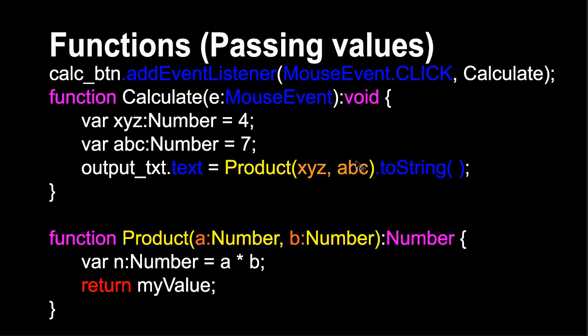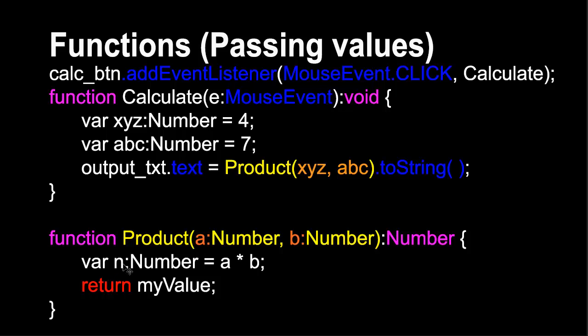And if I have 2 arguments here, I must have 2 parameters here. If I have 2 arguments here and 3 parameters, I'm going to get an error. And same if I have 3 arguments and 2 parameters, I'm going to get an error. So the number of values being passed must match up with the calling statement. I'm also returning a type number here. So xyz goes into A, which would become 4. ABC goes into B, which would become 7.